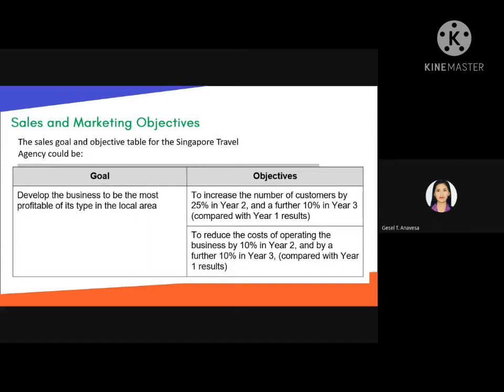And then the objective, so ang ilahang buhaton so that ma-achieve nila ang ilahang objective is to increase the number of customers by 25% in year 2, and further 10% in year 3. So mao na, actually pwede gid mo magdaghan og objectives, but considering also kung unsa ang goal nga inyong gihimo. Basin daghan na mong objective nga dili in relation to your goal. Okay, so mao na siya ang example.